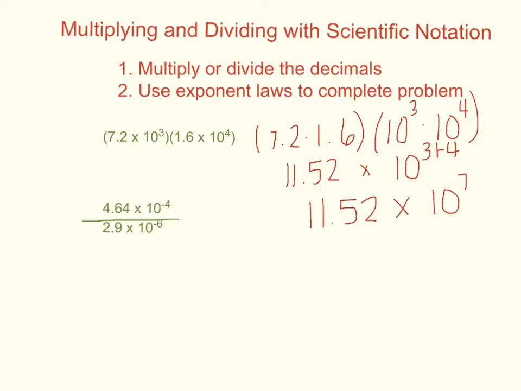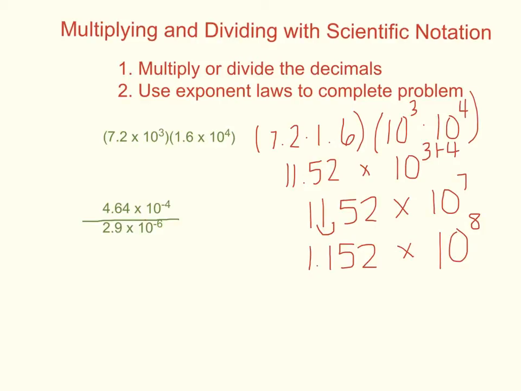The only problem I have is that every answer in scientific notation has to only have a number in the ones place. In this case, I have a number in the ones place and in the tens place. So I've got to move my decimal point over 1. I want it to say 1.152. Once that happens, I need to change my exponent. And I'm going to move it up 1, so it's going to be 10 to the 8th power. Now I have a correct answer.